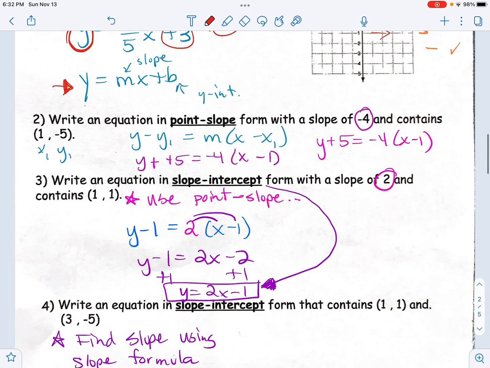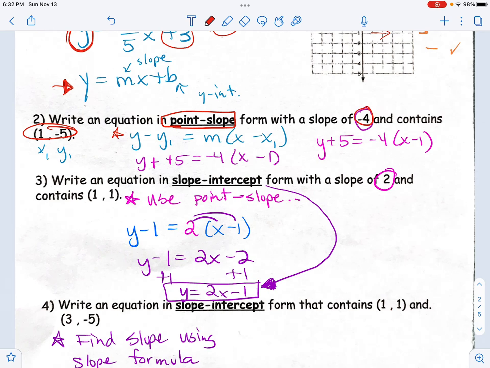Number 2 says to put the equation in point slope form. If I'm given a point and a slope, I always use the point slope form, which is right here. I have y minus y1 equals my slope times x minus x1. This helps us prepare for algebra 2. We've talked about that a little bit.